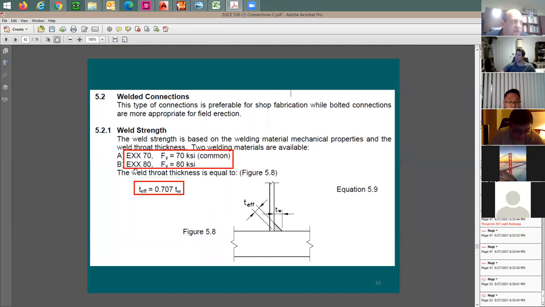We have two types of electrodes, which are the welding materials: the E70 and the E80. The 70 is what is available. The 80 is not really available unless you're using a different type of material or special alloy and you need really high-strength welding material. In that case, you may need to go to 80 ksi, but in most cases the 70 is what is available. And if it is not mentioned, they're going to be using 70 ksi.